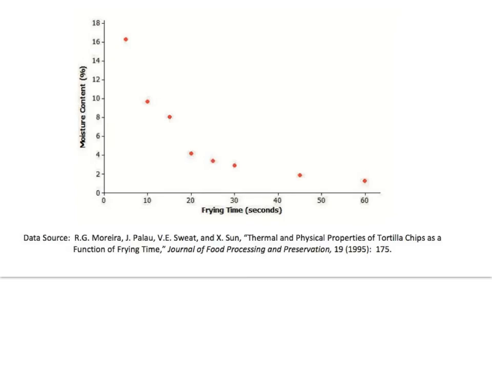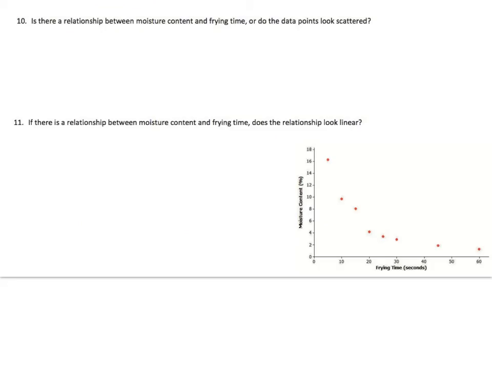Okay, looking at this next one, I don't know, looks like that. But let's answer some questions and see. Is there a relationship between moisture content and frying time, or do the data points look scattered? I see a definite relationship. If there's a relationship between the moisture content and frying time, does the relationship look linear? It doesn't look linear to me.